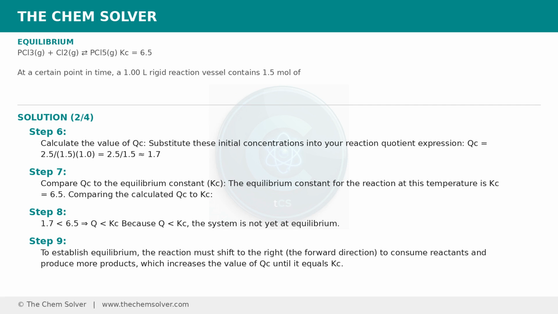Compare QC to the equilibrium constant. Kc, the equilibrium constant for the reaction at this temperature, is Kc equals 6.5. Comparing the calculated QC to Kc, 1.7 is less than 6.5, therefore Q is less than Kc. Because Q is less than Kc, the system is not yet at equilibrium. To establish equilibrium, the reaction must shift to the right, the forward direction, to consume reactants and produce more products, which increases the value of QC until it equals Kc.